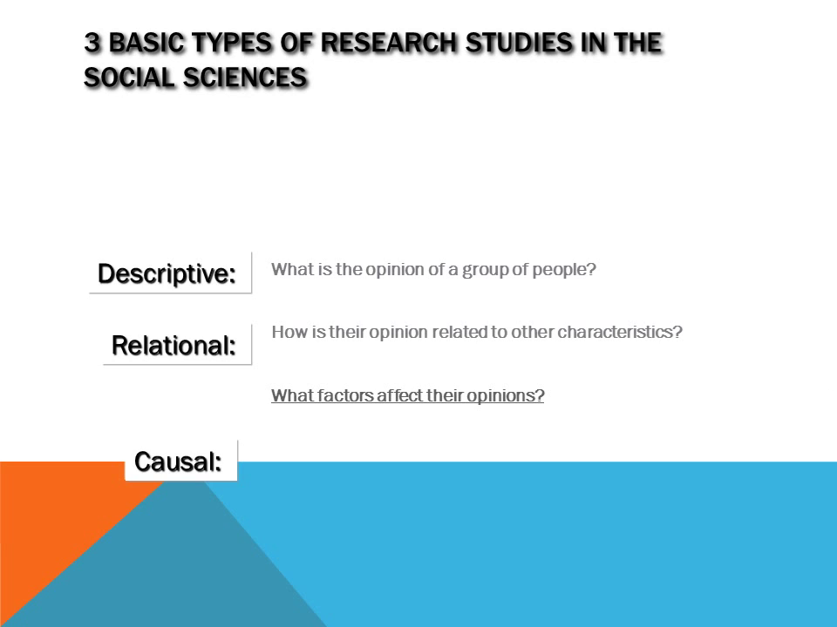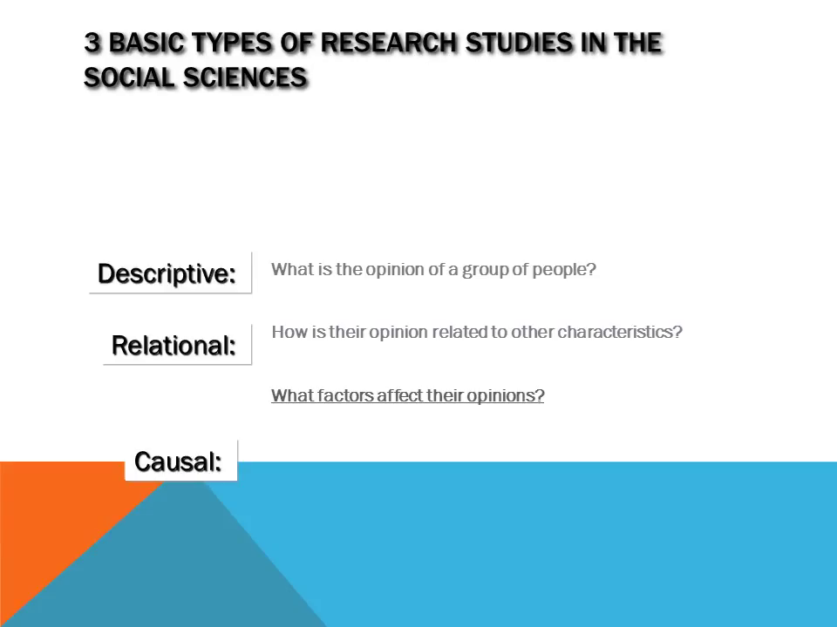The last form is what I call causal relationship. In causal relationship, we try to study what causes, what factors affect these opinions. In other words, what is it about people that makes them perhaps Democrats? What is it about people that makes them Republicans, which in turn influences their opinions of candidates?